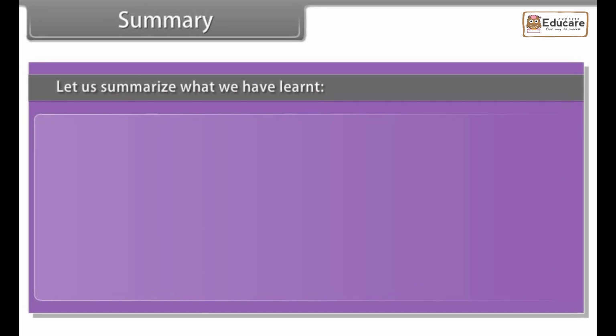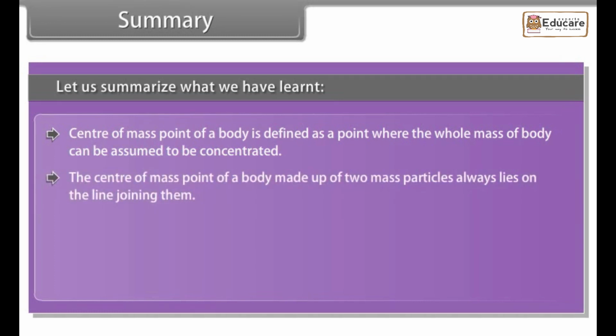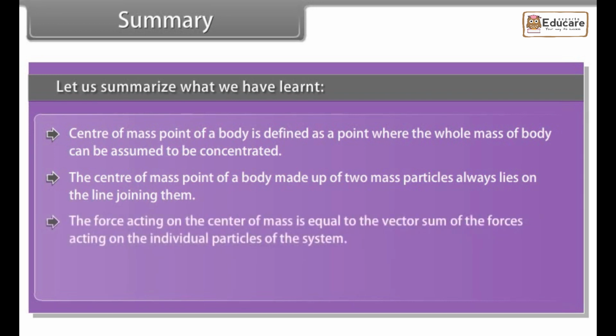Summary. Let us summarize what we have learnt. The center of mass of a body is defined as a point where the whole mass of the body can be assumed to be concentrated. The center of mass of a body made up of two mass particles always lies on the line joining them. The force acting on the center of mass is equal to the vector sum of the forces acting on the individual particles of the system.